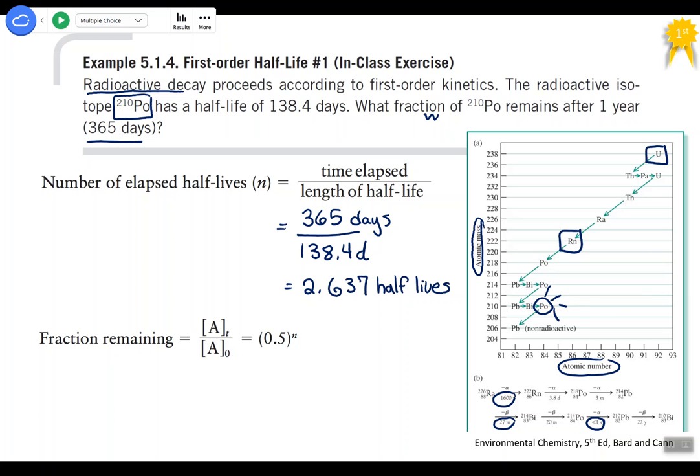Well, what fraction of polonium remains? We want to half this 2.637 times, which gives me 0.161. This tells me whatever's over on the left-hand side, which is the amount that I have at time t, so the amount at 365 days, divided by that initial concentration. So this is the fraction remaining.